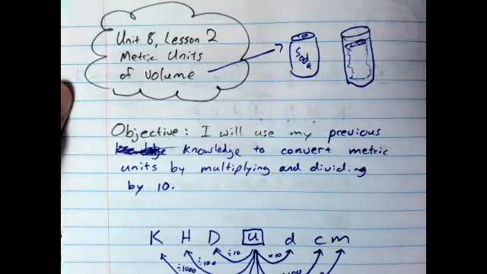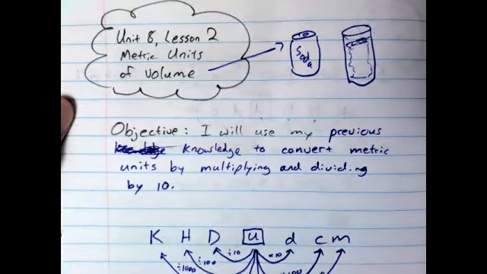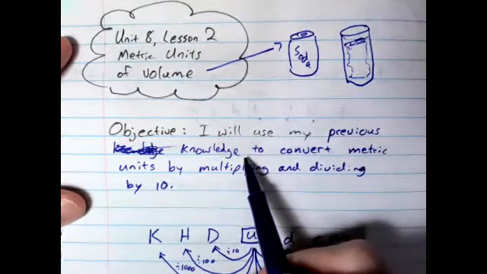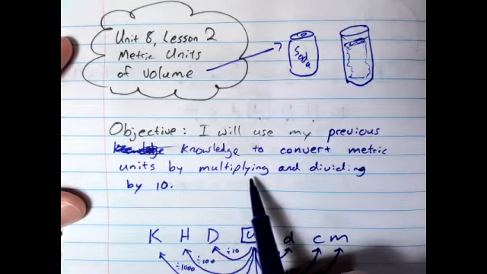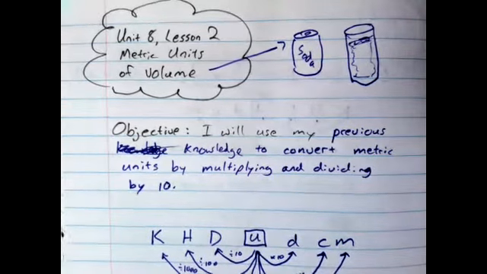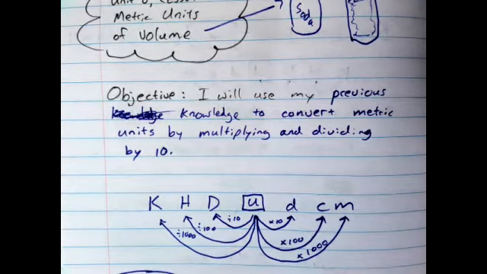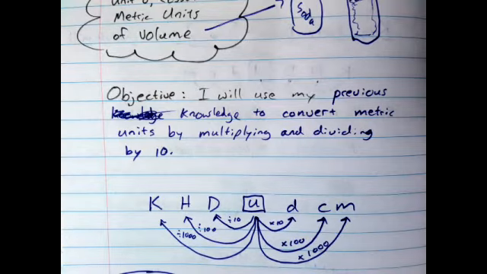All right, let's take a look at our objective. I will use my previous knowledge to convert metric units by multiplying and dividing by 10. All right, say one more time with me. I will use my previous knowledge to convert metric units by multiplying and dividing by 10. If we look just a little bit lower, there is a model of that multiplying and dividing. Take a moment, tap back into the previous lesson. What does K, H, D, U, D, C, and M stand for?